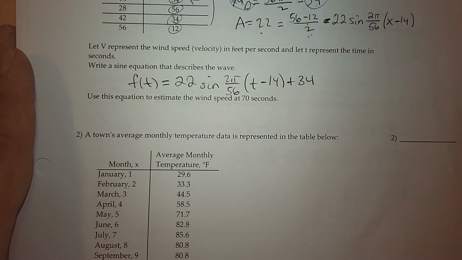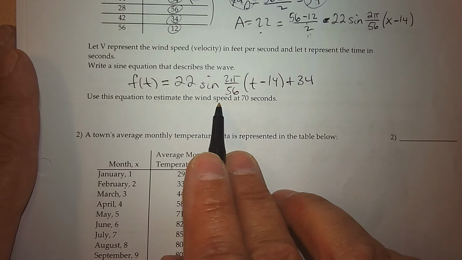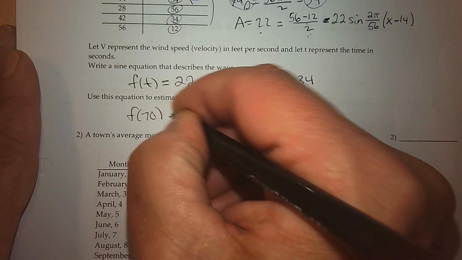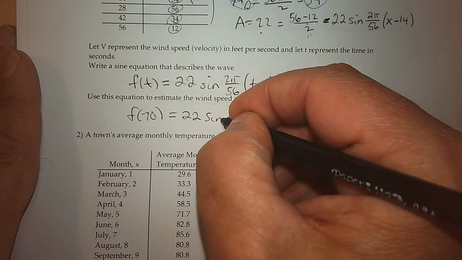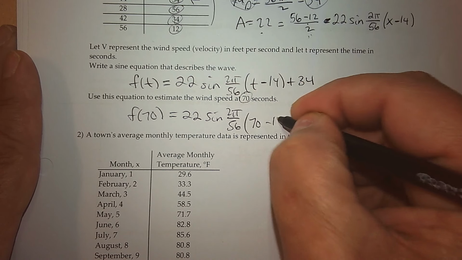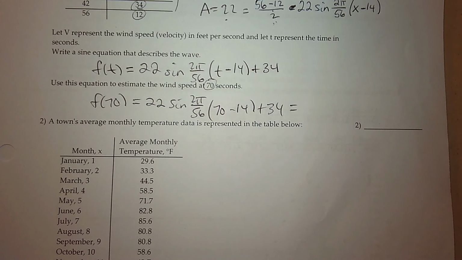Now, use this equation to do what? Estimate the wind speed at what time? So now, you can use Desmos or your calculator. Estimate the wind speed at 70 seconds. Go. You can use Desmos. It's okay.